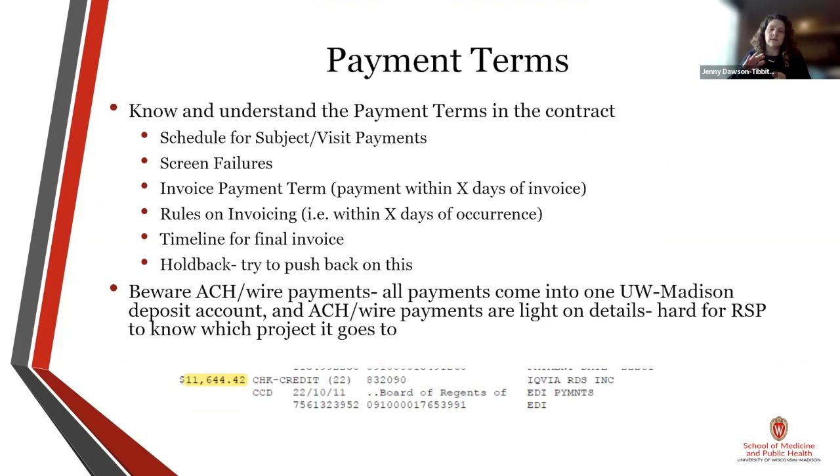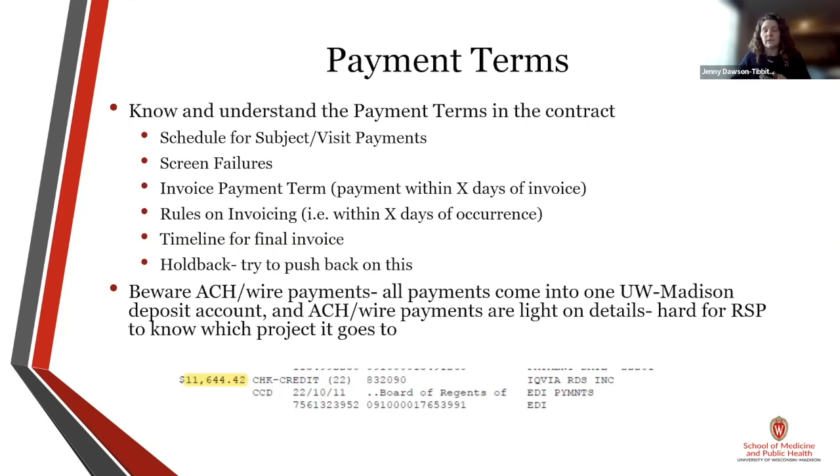Screen failures, how they want you to do invoicing, the rules of invoicing. A lot of times they'll say you have to invoice something within 90 days or 6 months of it occurring, and we just strike that out because something's always going to get overlooked. We're always going to get behind on things.